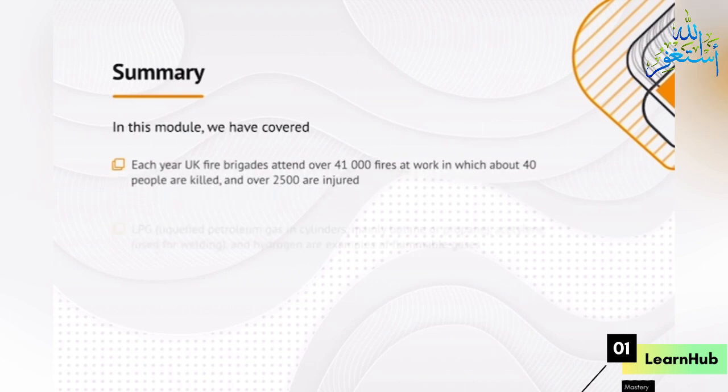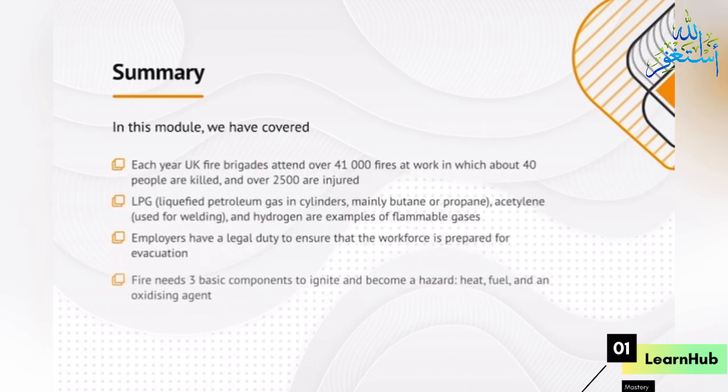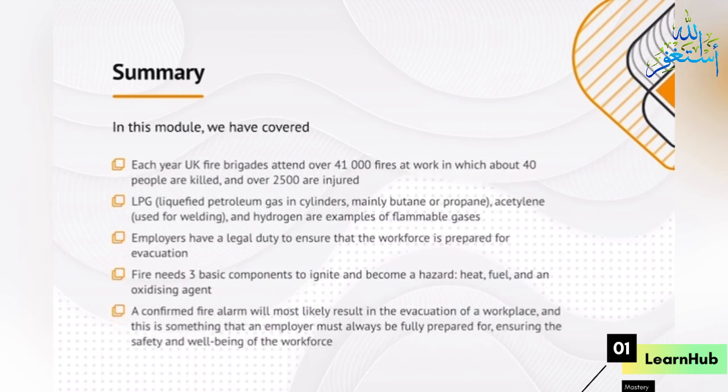Summary. In this module, we have covered: each year UK fire brigades attend over 41,000 fires at work, in which about 40 people are killed and over 2,500 are injured. LPG, liquefied petroleum gas in cylinders, mainly butane or propane, acetylene, used for welding, and hydrogen are examples of flammable gases. Employers have a legal duty to ensure that the workforce is prepared for evacuation.